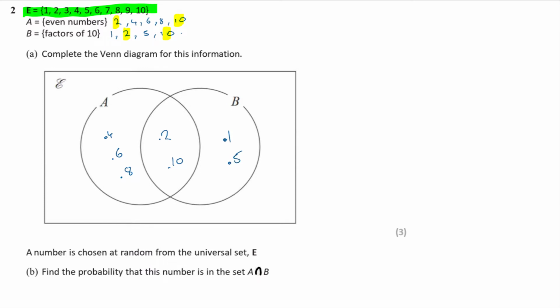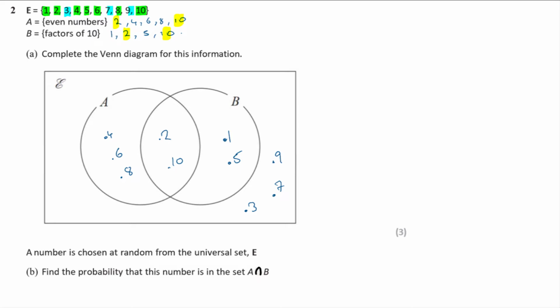Now, have I got any missing? Just going to go through and double check my universal set, make sure I've got them all. So I've got 1, I've got 2, not got 3, I've got 4, got 5, got 6, not got 7, got 8, not got 9, got 10. Okay, so the ones I've got missing, 3, 7, and 9, still need to go on the diagram, but they're going to go outside the two sets that I've got. So 3 goes here, 7 goes here, 9 goes here. It doesn't really matter where you put them as long as they're inside the square and outside the circles.